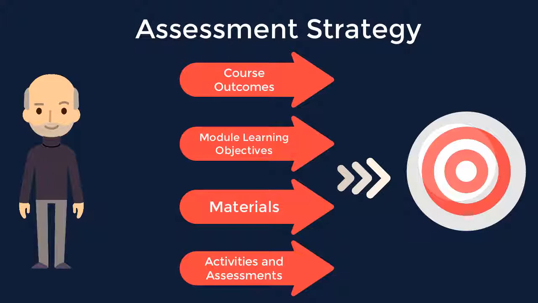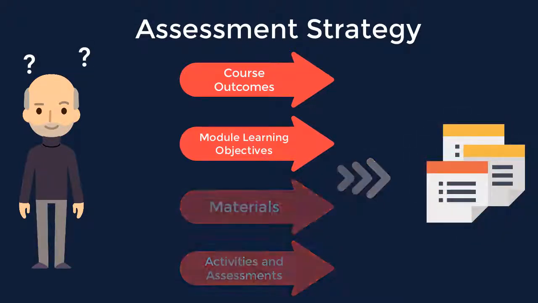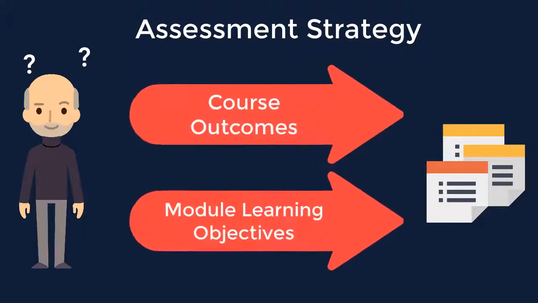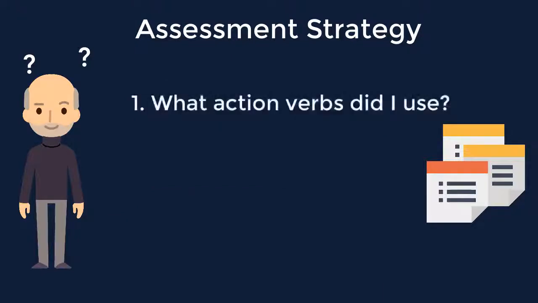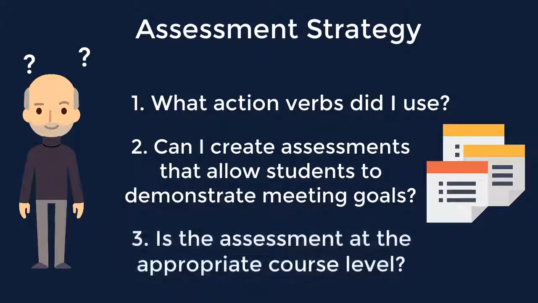Thus, when you begin thinking about how you will assess your students, it is a good idea to start with your course outcomes and learning objectives. You should ask a few important questions. What action verbs did you use in your outcomes and objectives? Can you create assessments that allow students to demonstrate meeting those outcomes or objectives? And is that activity at an appropriate level for this course?